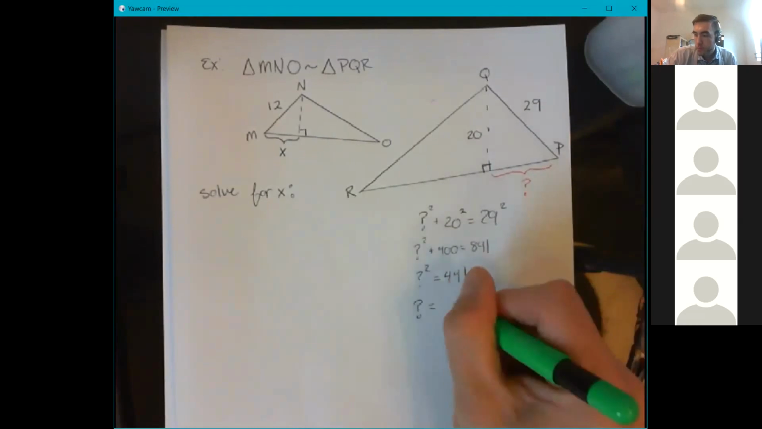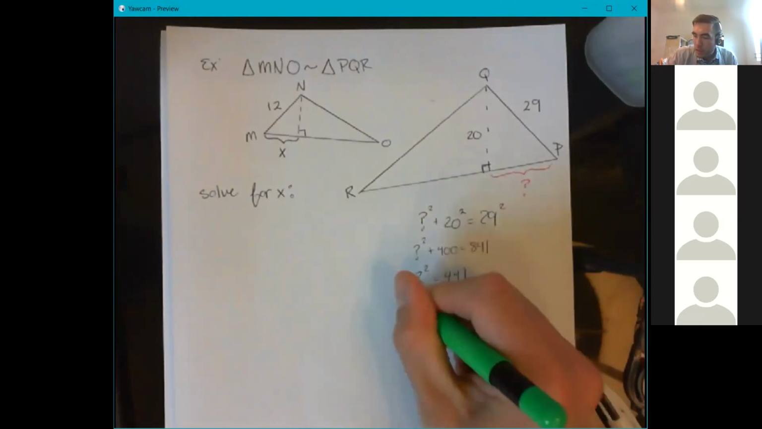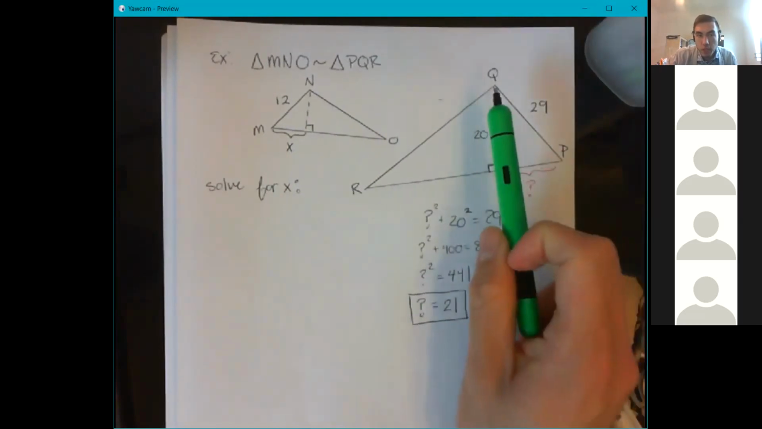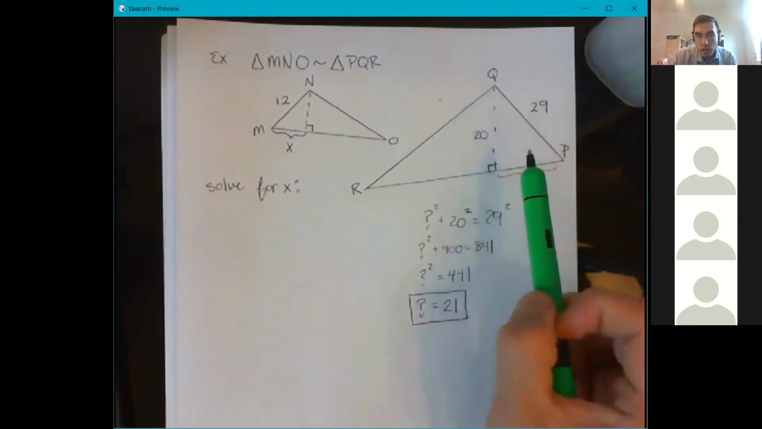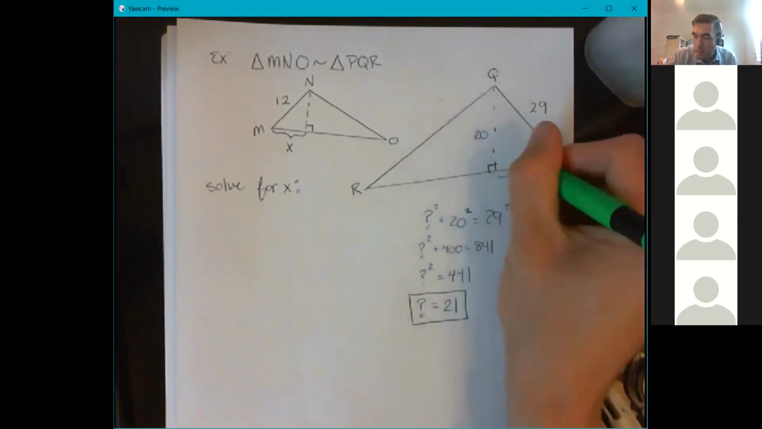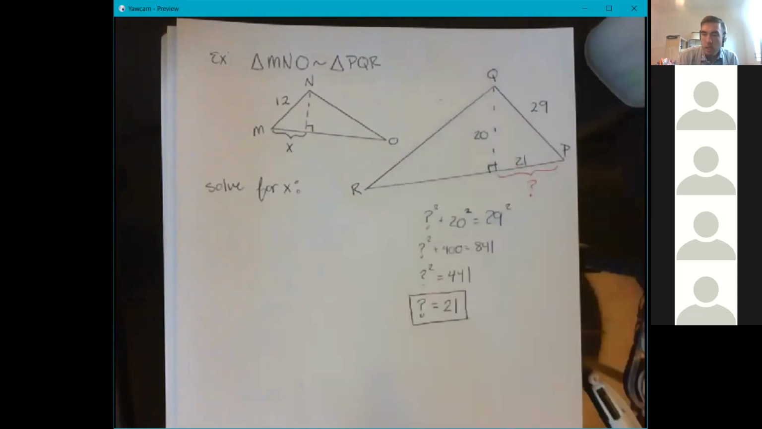21, yeah, exactly. So notice this thing here on the right, this is a Pythagorean triple. By knowing that this length is 29 and that our altitude is 20, that tells us that this piece over here must be 21. And so I can go ahead and set up a proportionality ratio now.